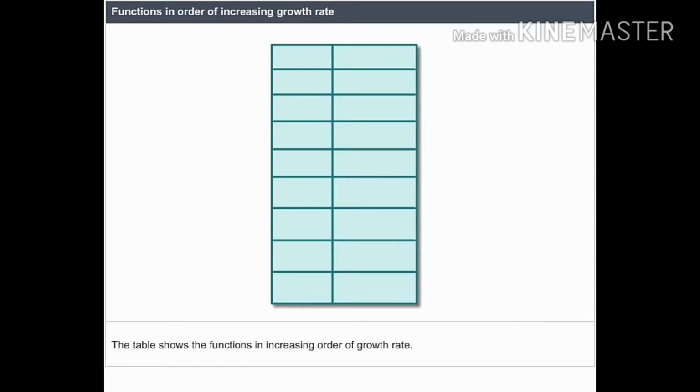Functions in order of increasing growth rate. The table shows the functions in increasing order of growth rate. If the result is C, then it is called constant: the same value for each iteration. The next rate is log n, where n is the number of steps followed by the algorithm. The next is log square n. It is a medium rate.